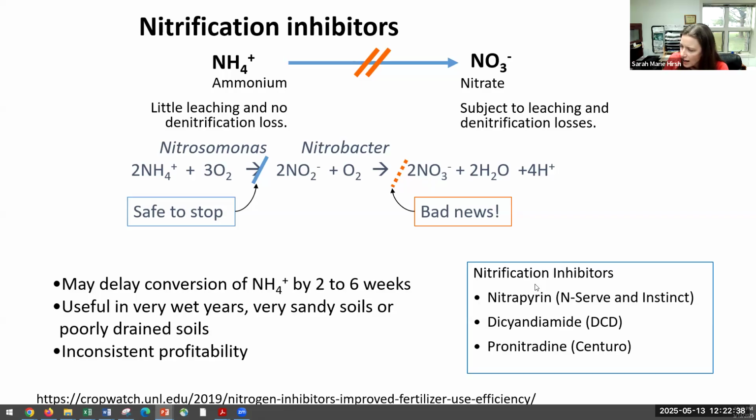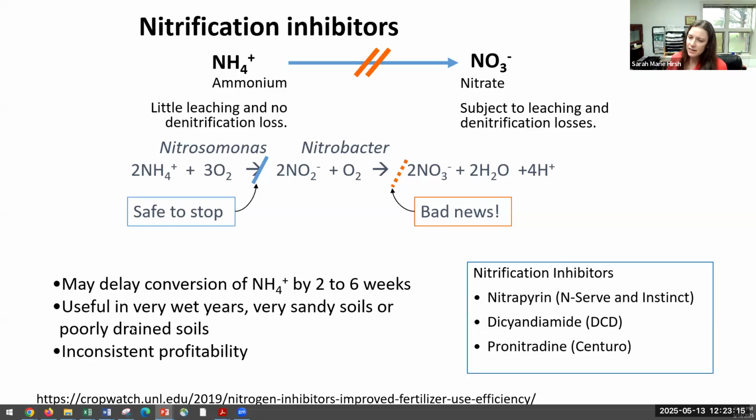There are several nitrification inhibitors on the market. They're known by Conserve, Instinct. One is DCD or Centuro. And they can delay the conversion of ammonium by 2 to 6 weeks. They can be useful in very wet years where you're prone to a lot of leaching. They can be useful in very sandy soils or in poorly drained soils where you're going to have anaerobic conditions and you're going to have that nitrate being converted to N2 gas.